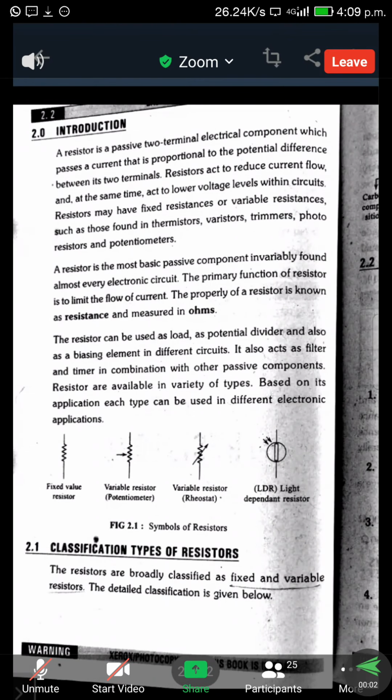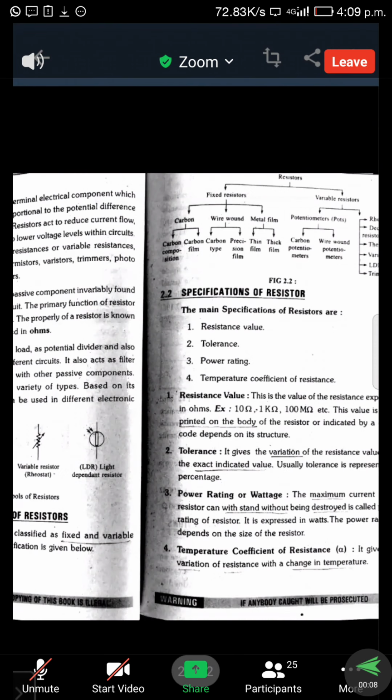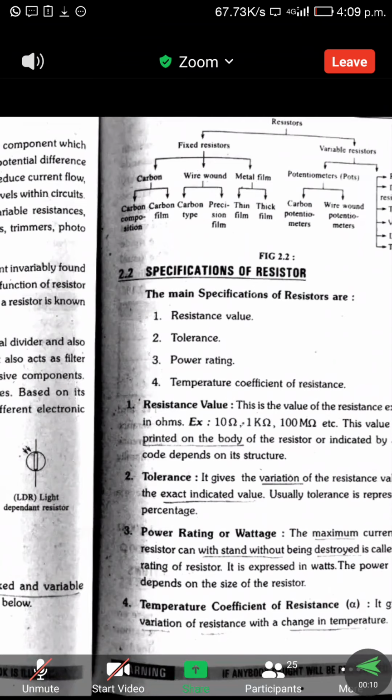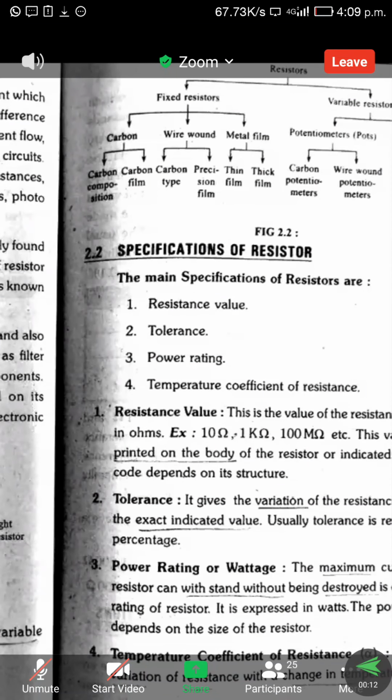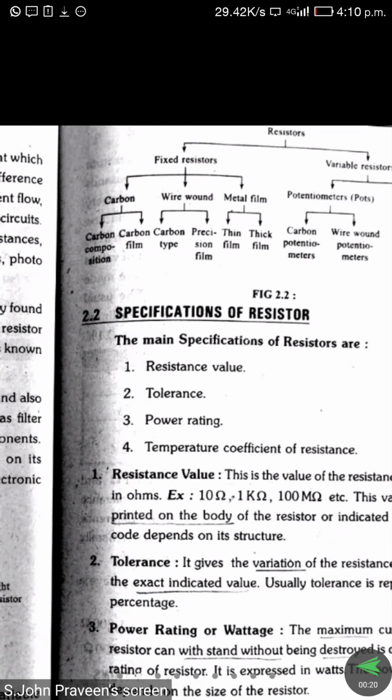Classification of resistors. In the previous year, a 3-mark question was given on the classification of resistors. There are two classifications, fixed resistor and variable resistor. Fixed resistor is again subdivided into three categories based on the composition, which is nothing but the material used: carbon type, wire wound type, metal film type.